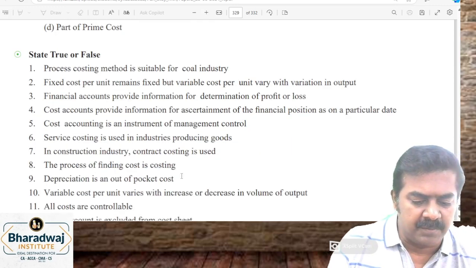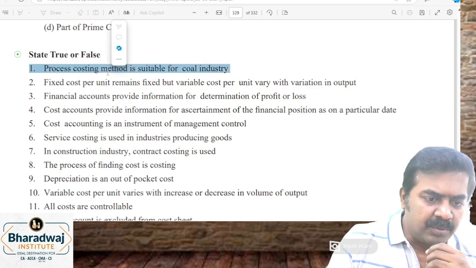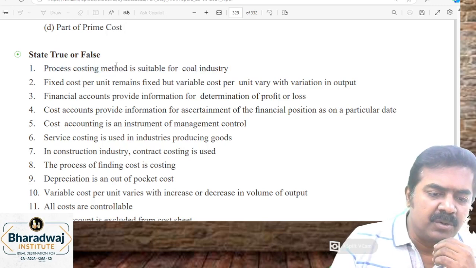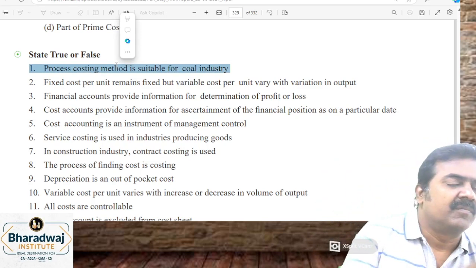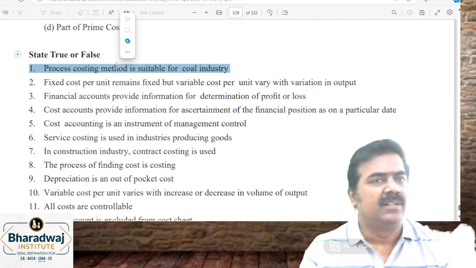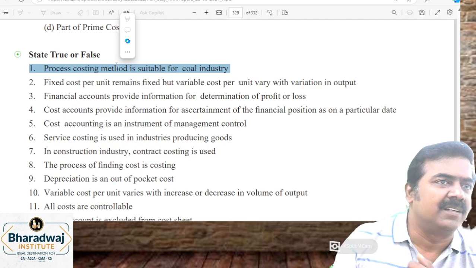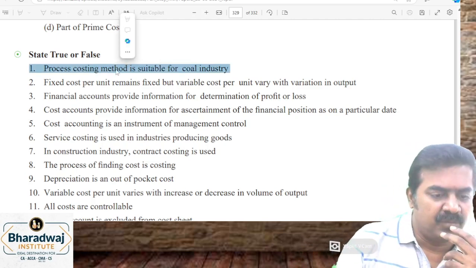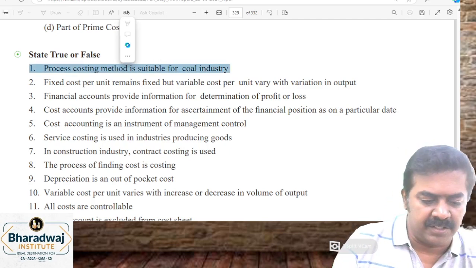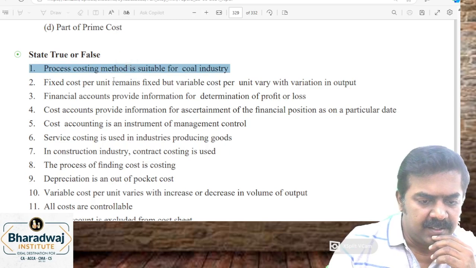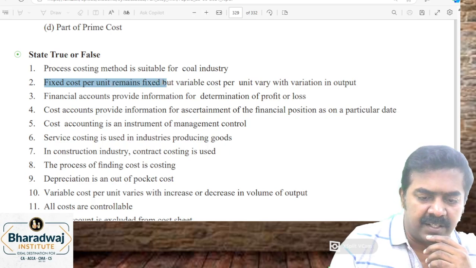True or false question next. Process costing method is suitable for the coal industry. In coal, we just extract from the mine and sell it. We do not do any process. True or false? False. Process costing is not suitable for the coal industry. Second part: fixed cost per unit remains fixed.